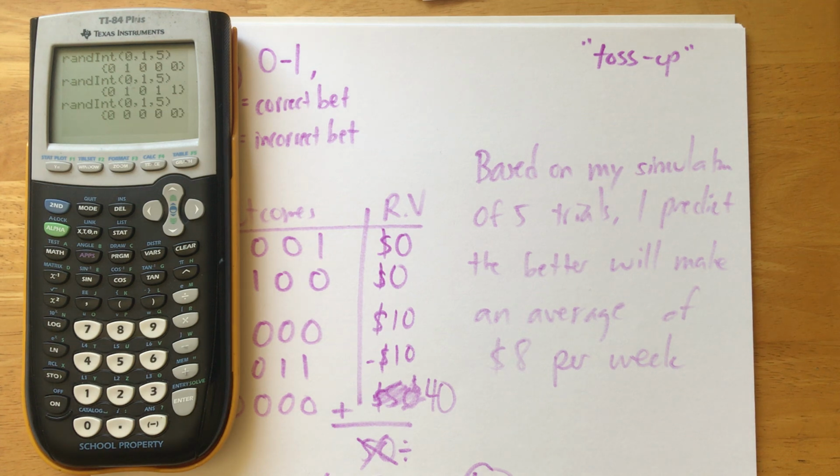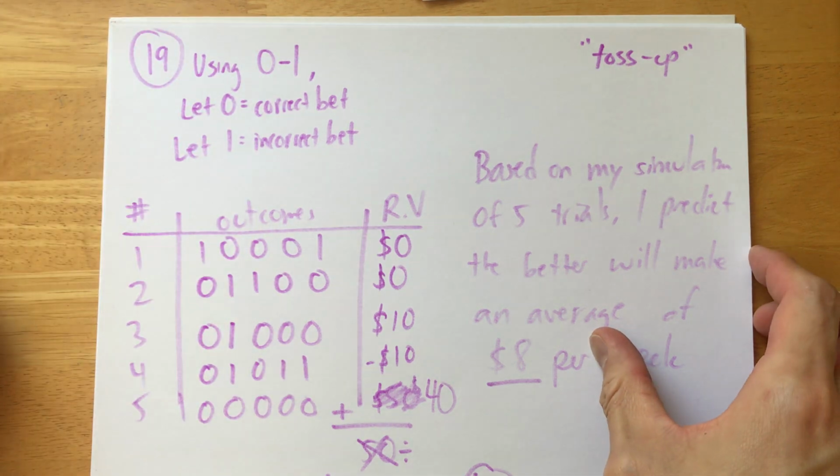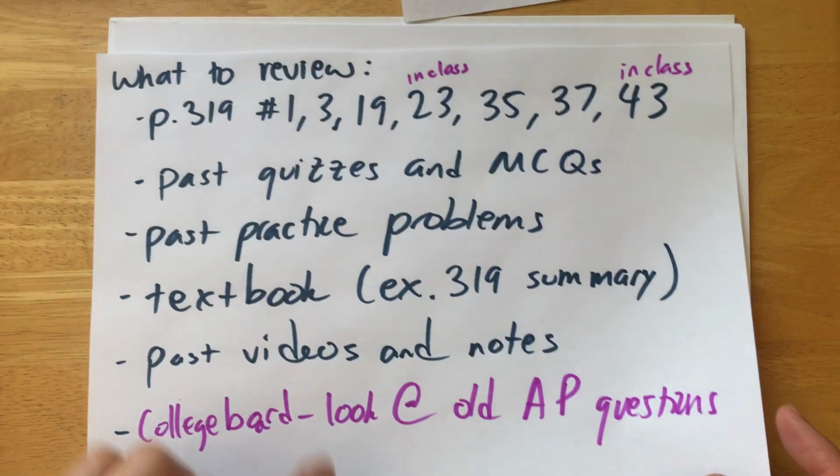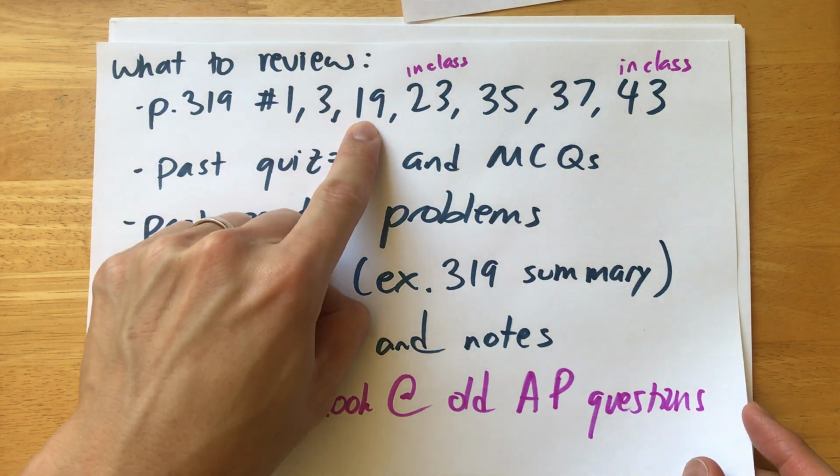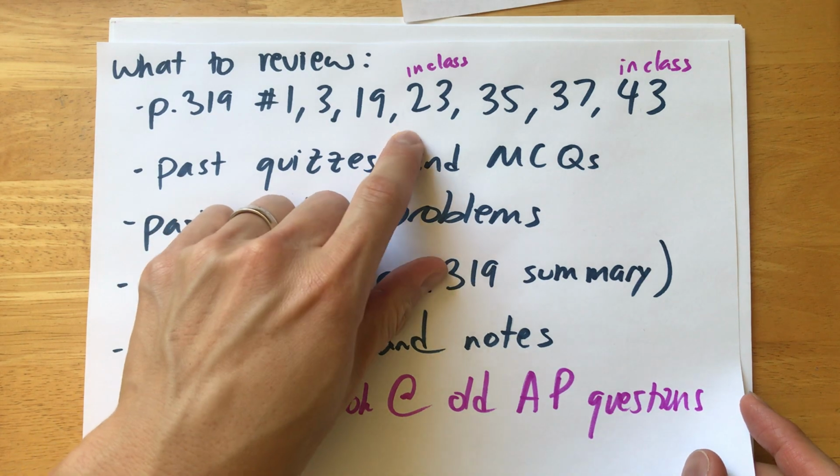Okay. Remember, this answer could be different. It should be different for everyone. All right. So that's number 19. So far we've gone over 1, 3, 9. We're going to skip 23 because we did it in class, and then we'll go to 35 and 37.